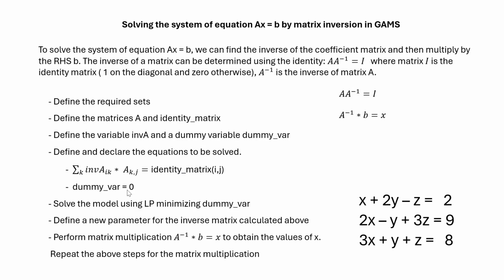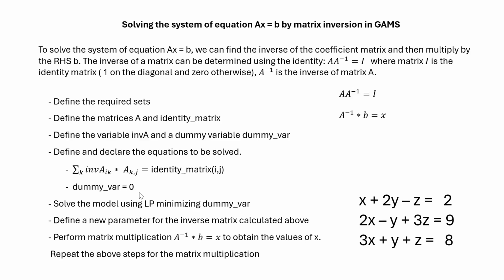The dummy variable is equal to 0. That's the second equation. So remember, we are using the idea of optimizing that dummy variable. We just introduce the dummy variable and set it equal to 0. Then solve the model using LP, minimizing the dummy variable. When you do that, you're able to calculate the inverse matrix.